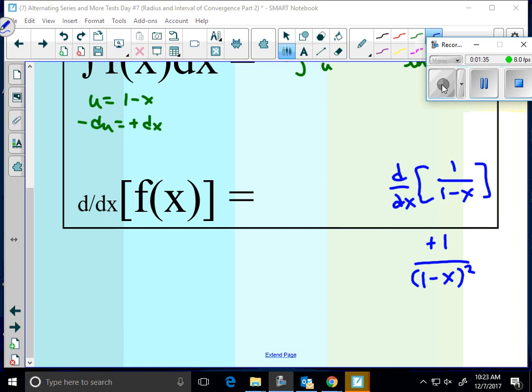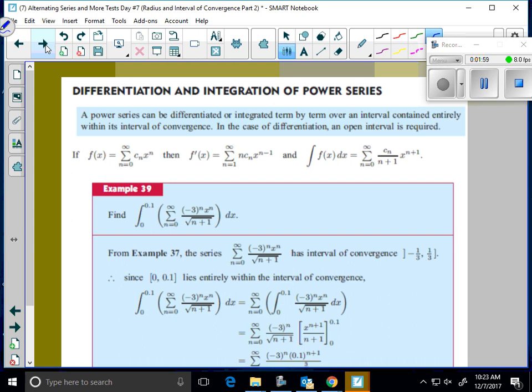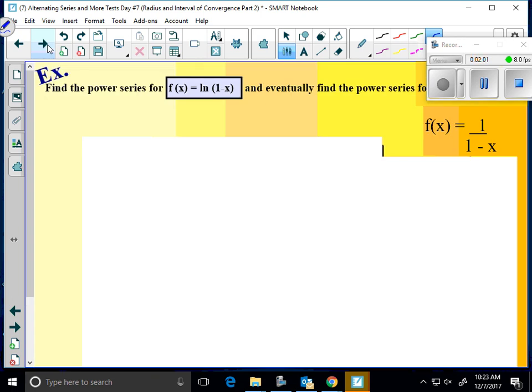Would this then be true? Yeah, and oh man, is that nice, right? Because isn't that just the sum from n equals 0 to infinity of x to the n twice, times itself, right? Okay, so why is this useful? Well, don't look at that page. That's a mess. Let's look at finding the power series for natural log of 1 minus x.